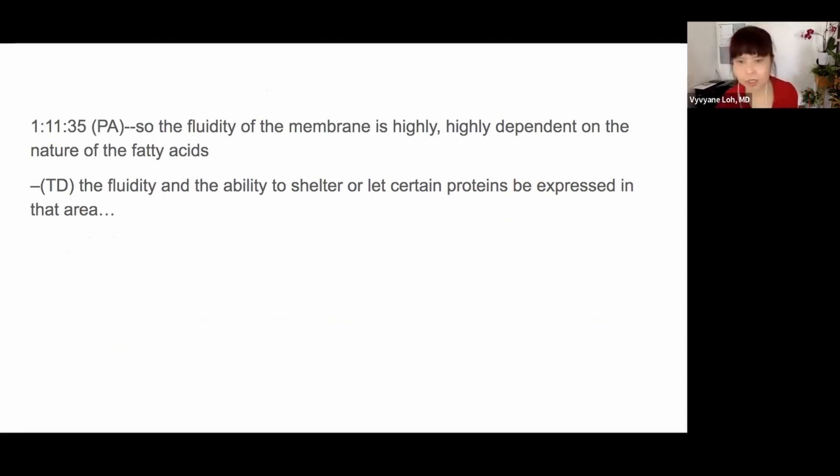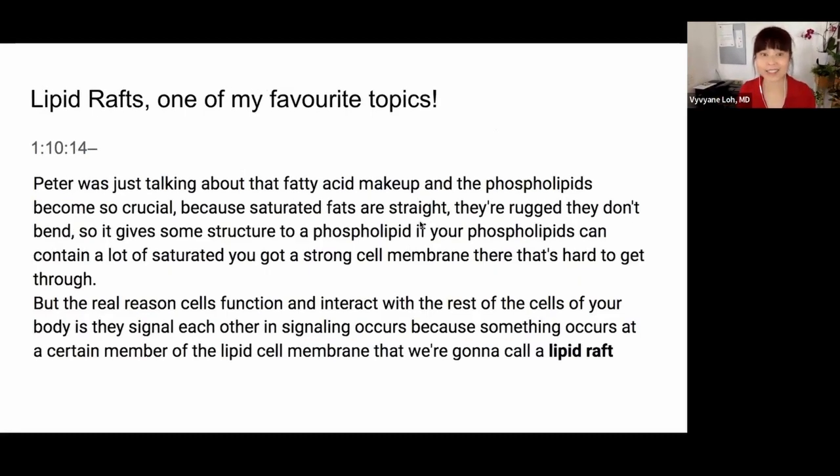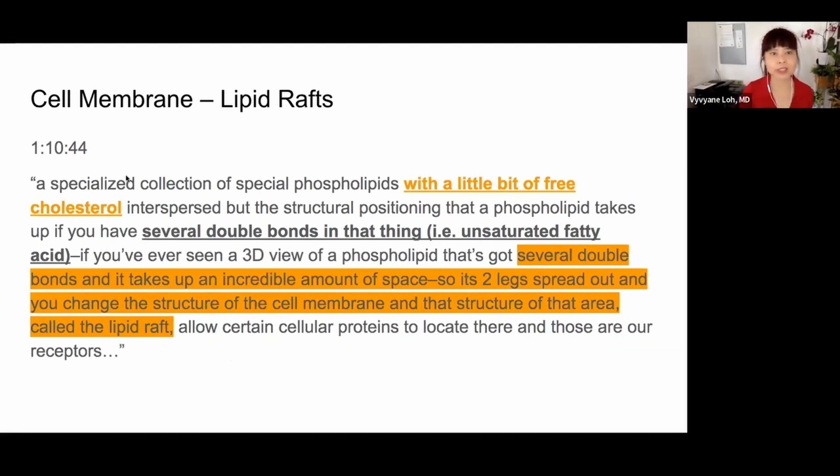Okay, I think we need to take a close look at this because, as he said earlier, this is very crucial. It's very important to understand this because downstream, if we don't understand this, we might get a lot of things mixed up. So he is defining the lipid raft here. And let's see what he says. It's a specialized collection of special phospholipids. Okay, so he's saying it's phospholipids with a little bit of free cholesterol.